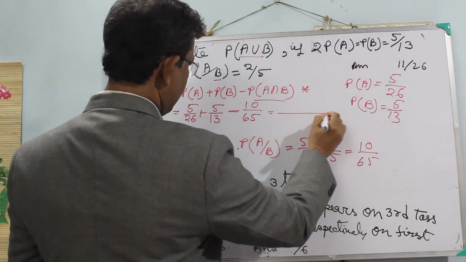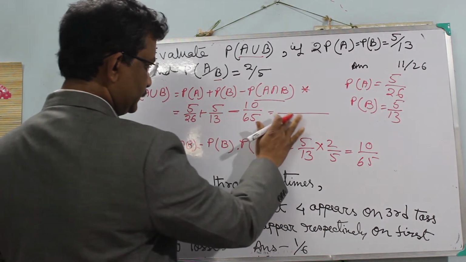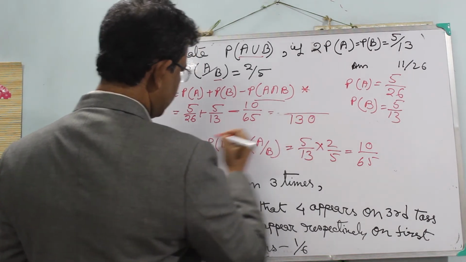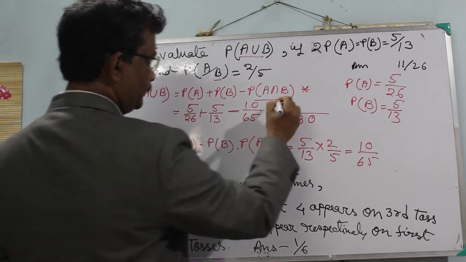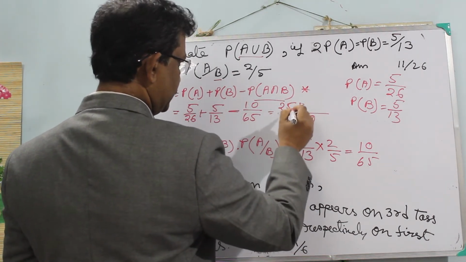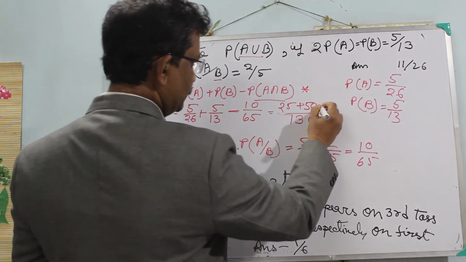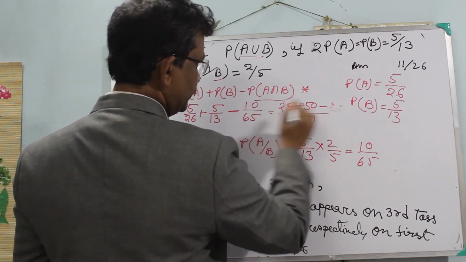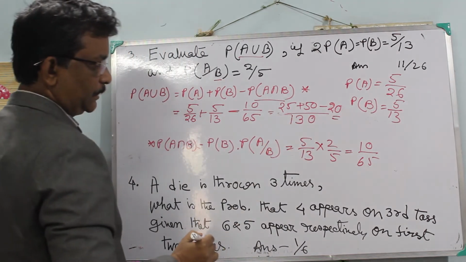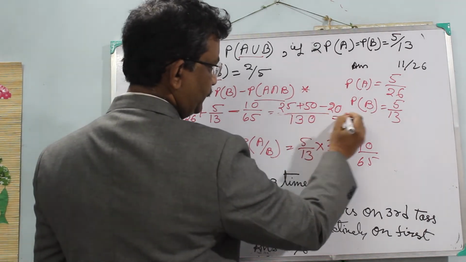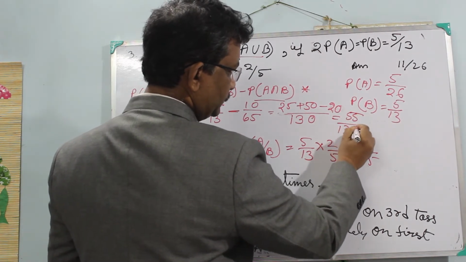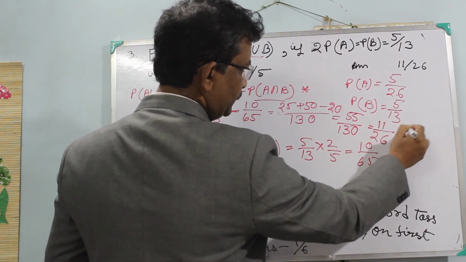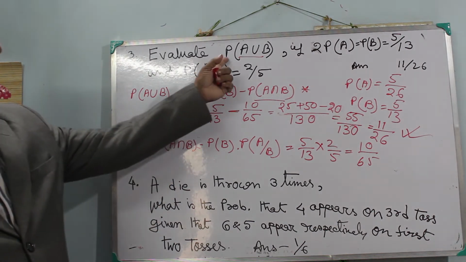So LCM is 130. So 25 plus 50 minus 20. This gives 55 by 130. Divided by 5, 11 by 26. This is the answer, probability of A union B.